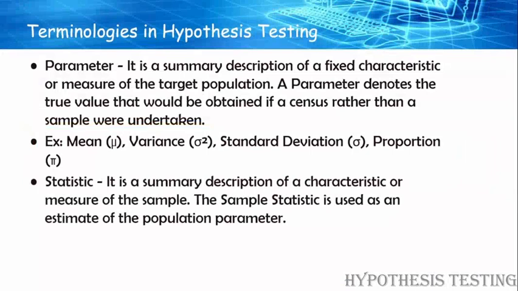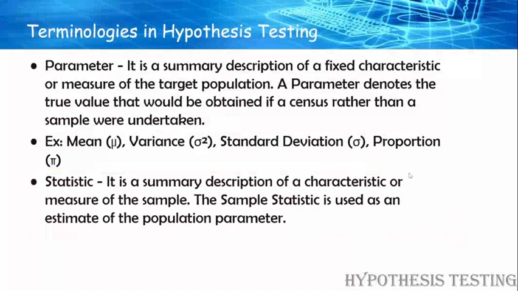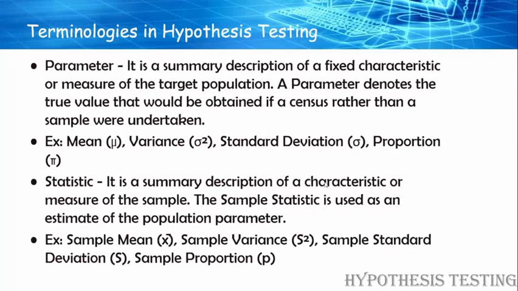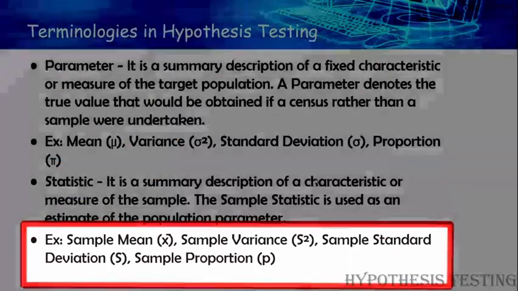Next, statistics. This is a terminology we are using right from the beginning, even this chapter is known as statistics itself. It is a summary description of characteristics or a measure of samples. The sample statistic is used to estimate the population parameter. Examples would be sample mean, sample variance, and sample standard deviation, all sample ones. This is not for the entire population but part of the population, and that's why we call it a sample.